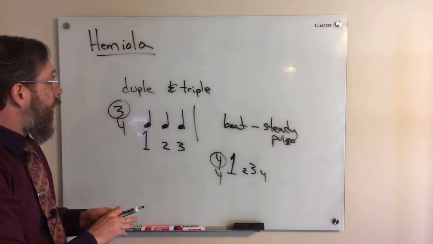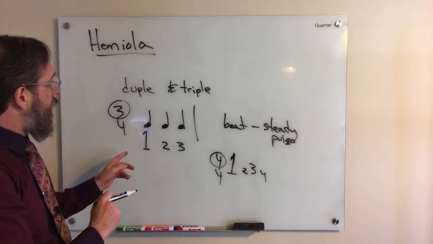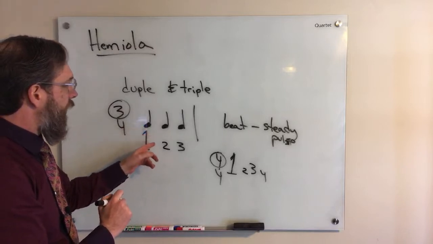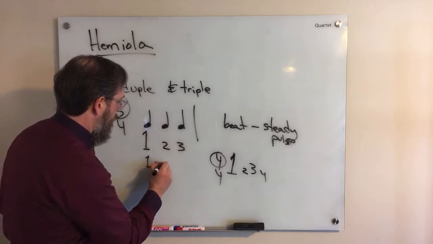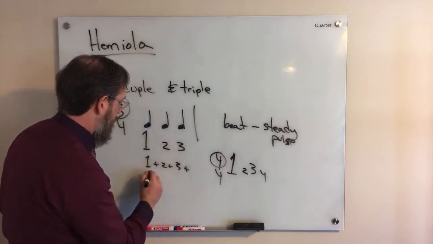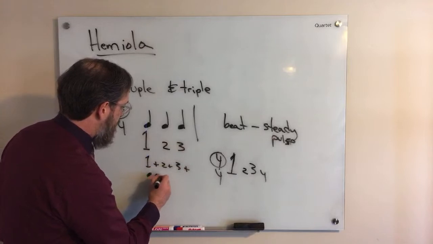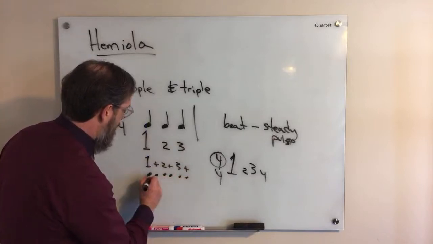So within these beats, you'll have subdivisions. So you could say 1 and 2 and 3 and, and let's say if we were to write out that subdivision, it would be a series of eighth notes.